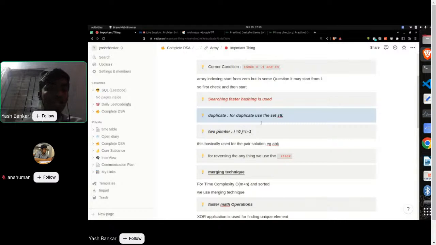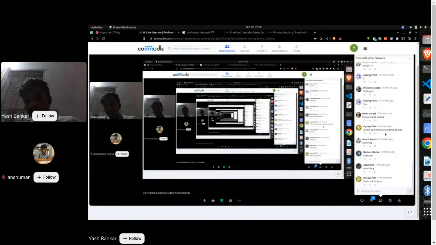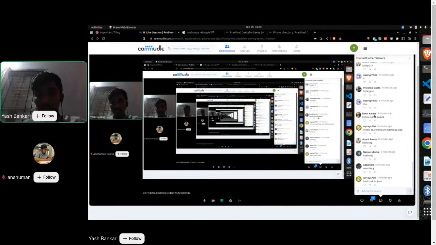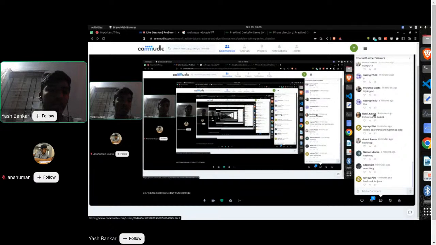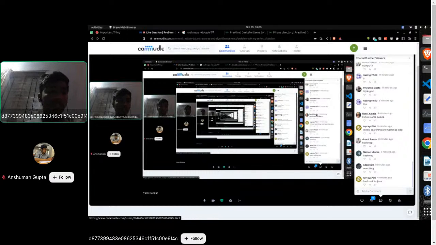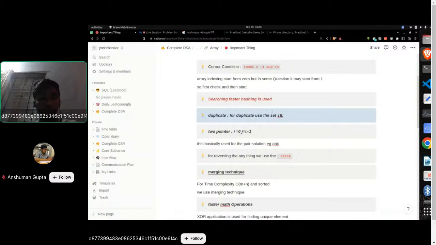So every company checks your logic. If you have created your logic, the coding part is very easy for you. What is challenging? Creating the logic is challenging. Writing code is considered very easy. If you satisfy your interviewer by just logic, then no problem. You will conquer that interview. Okay, we will move forward.